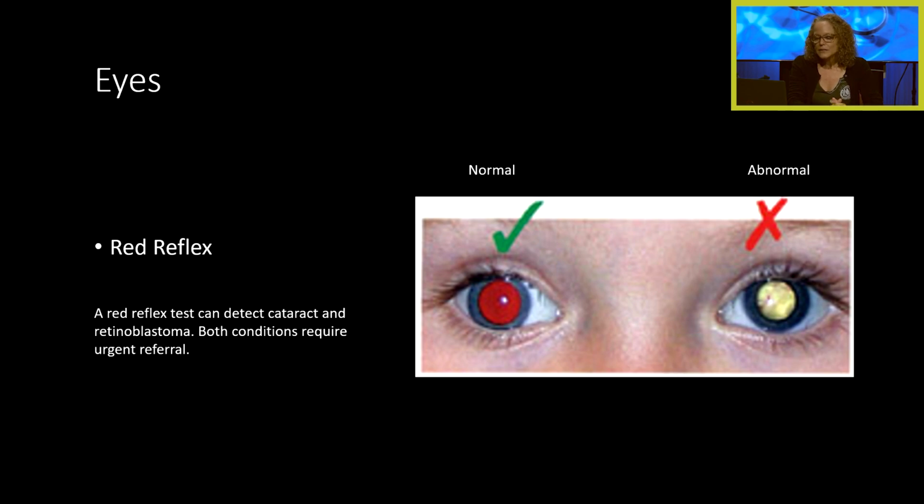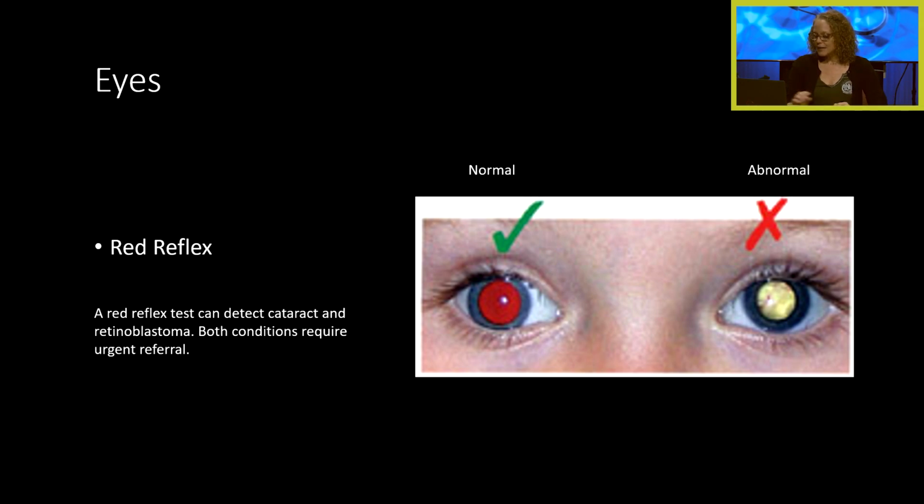And so what this test can detect is cataracts and also a retinoblastoma. Both conditions require an urgent referral to the physician. So if you ever check for a red reflex and there's an abnormal result, we don't know the reason why that particular person has an abnormal reflex, but we do know that one of these possibilities is in the cards and we need to get them to go see a physician.